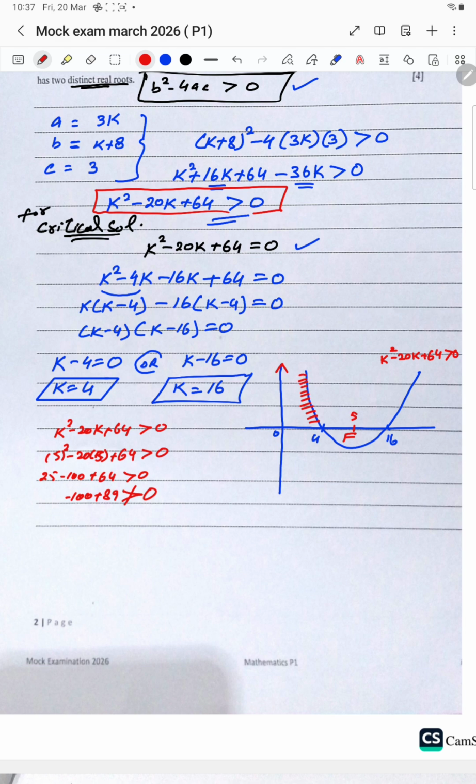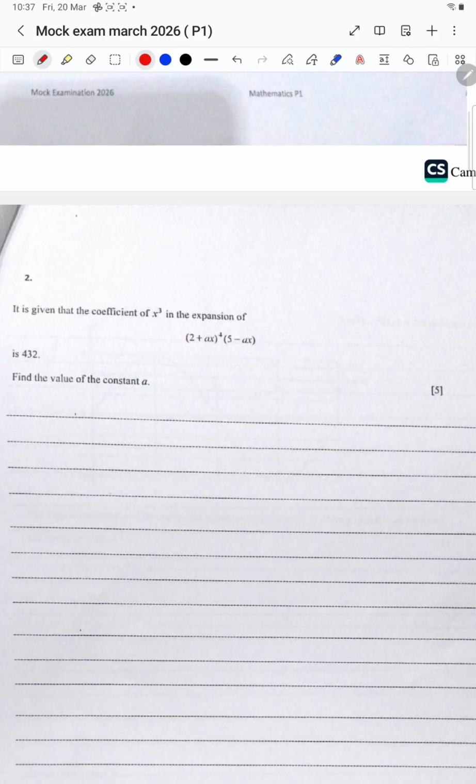Your true values will fall outside: either your answer will be less than 4 or bigger than 16. So you can finish your answer here: k is smaller than 4 or k is bigger than 16. That justifies the condition of the question. I hope it is very clear to you. Let's proceed to the next question.